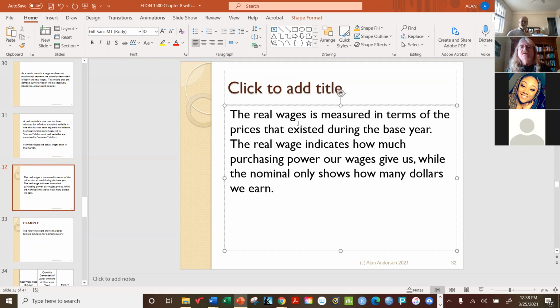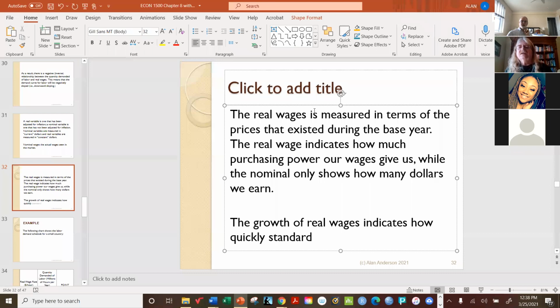So it's understood that the growth of real wages indicates how quickly standards of living are rising. In other words, if your salary is only going up as fast as the rate of inflation, your salary is going up, but in real terms, you're not any better off than you were in the past. So your standard of living is stagnating.